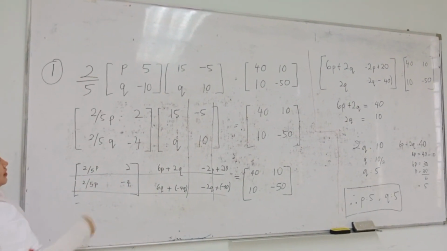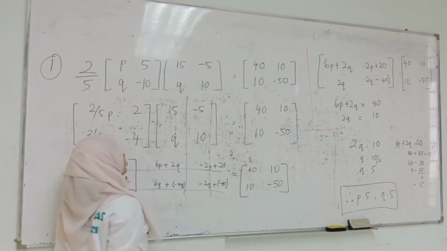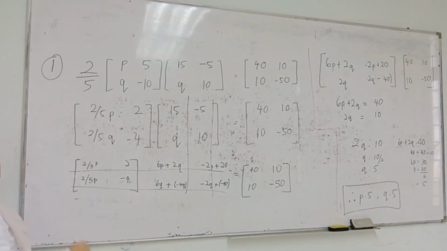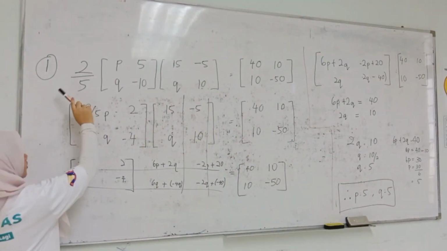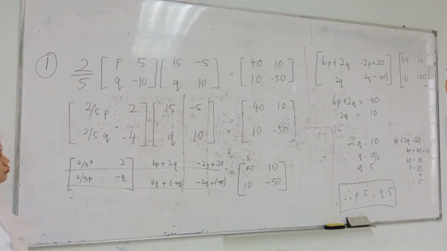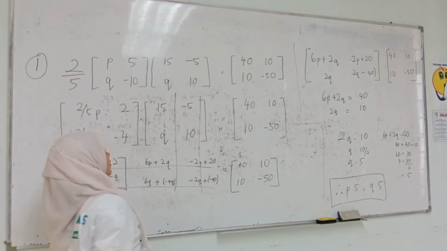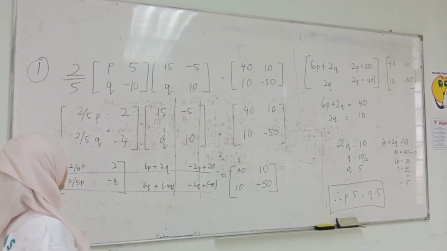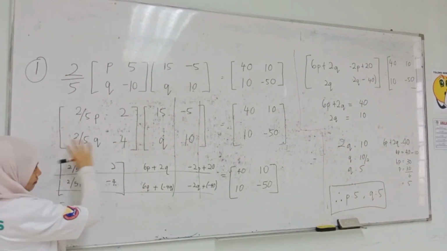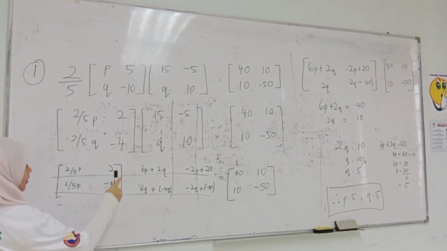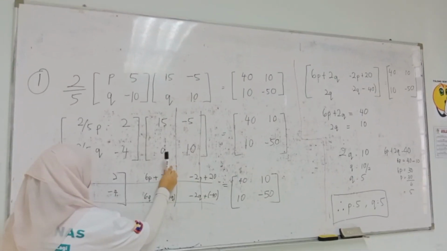Problem 1. Equation. First thing that we need to do is multiply 1 by 1. And we get this answer. The others we need to rewrite back. Second, after multiplying 1 by 1, we need to multiply this and this.